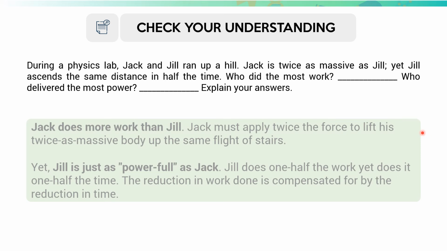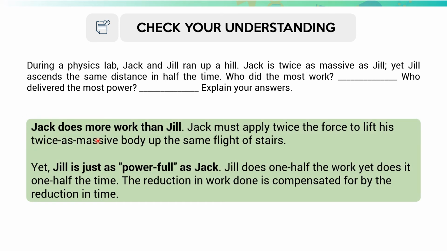Okay, let's check our answer. Jack does more work than Jill. Why? Because Jack must apply twice the force to lift his twice as massive body up the same flight of stairs. Yet Jill is just as powerful as Jack. Jill does one half the work, yet does it in one half the time. The reduction in work done is compensated for by the reduction in time.